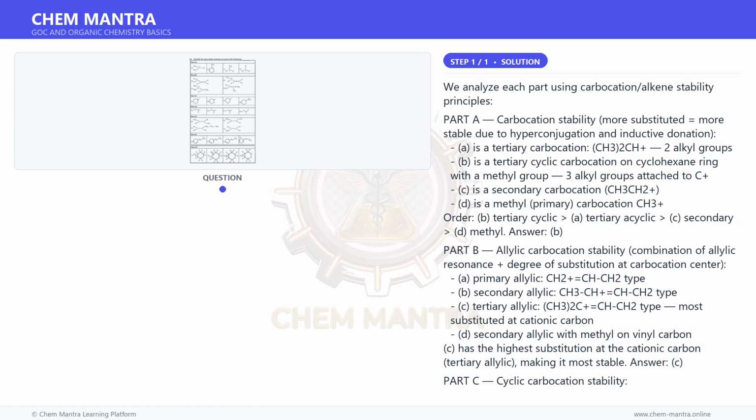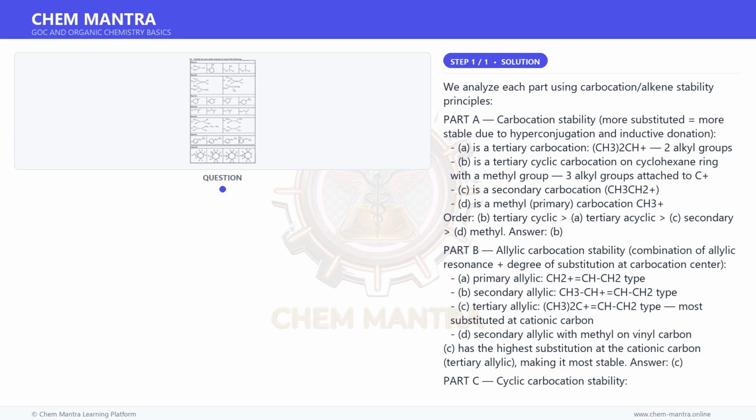Part E, alkene stability. A more substituted double bond is more stable by the Saytzeff rule. A. CH3CH equals CH, CH3 type, disubstituted, trans-2-butene. B. Similar, disubstituted. C. Monosubstituted, 1-alkene. D. Monosubstituted, propene. A and B are both disubstituted, but A is the trans isomer, which is more stable than cis due to less steric strain.